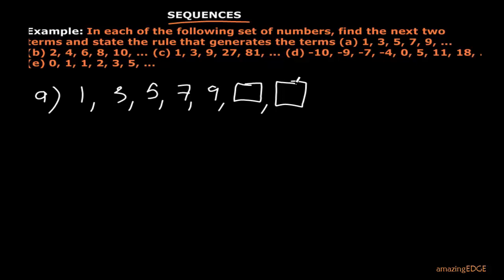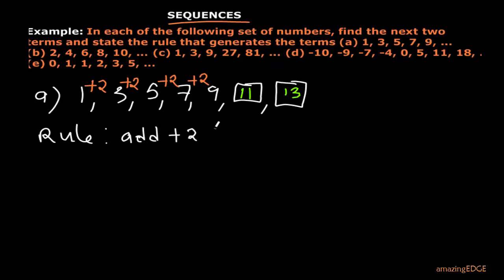You just study the sequence and you see that if you add 2 to 1, you get 3. If you add 2 to this 3, you get 5. You add 2 here, you get 7. You add 2 here, you get 9. So it's just an addition of 2. Therefore, the next one in this box is 11. Then you add 2 again, this should be 13. So that's what is happening. So the rule that guides is simply add 2.